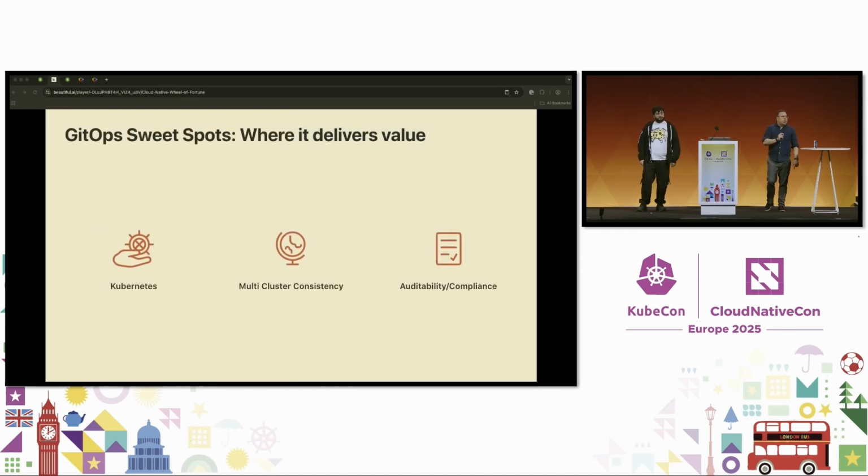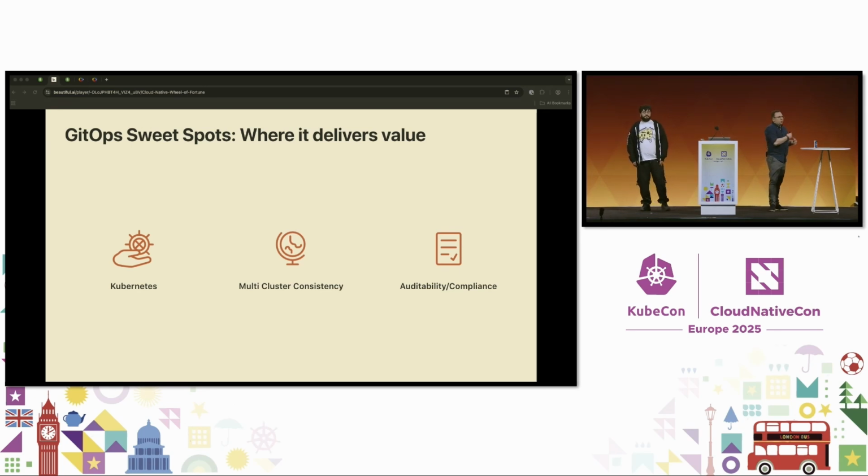So when we think about the GitOps sweet spots, to me, obviously, Kubernetes is the obvious one, right? We've got thousands and thousands of lines and files of YAML, and we can circulate them and keep them in a centralized location, whether that be one Git repository or a multitude of Git repositories split across multiple functions.